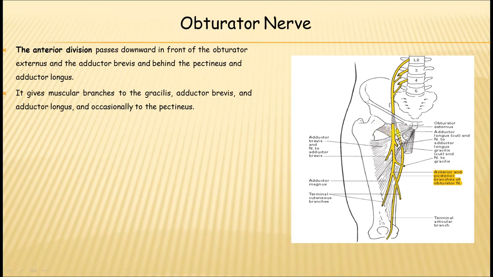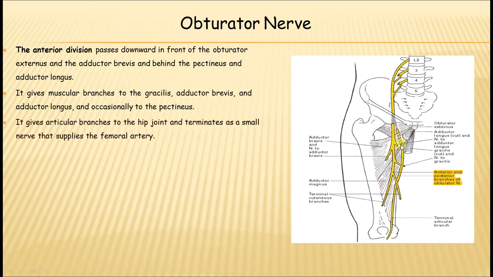So mainly it supplies gracilis, adductor brevis, adductor longus and pectineus. Okay, so four muscles it supplies: adductor longus, gracilis, adductor brevis and the pectineus muscle. Then it is going to give an articular branch to the hip joint, and also vascular branches to the femoral artery.